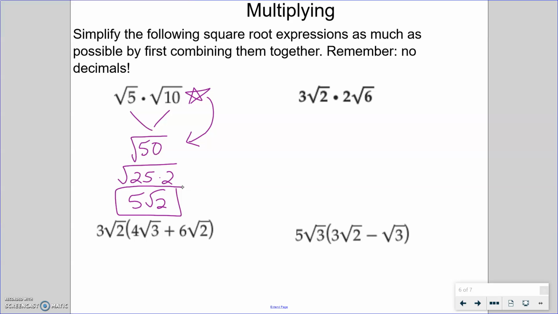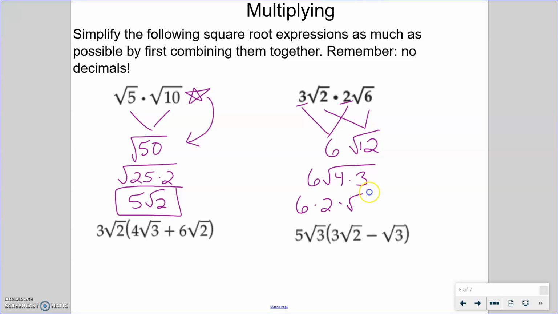So let's say you've got that same idea, but you have numbers in the front. Okay, what I do is I'd still draw those same arrows. So square root of 2 times square root of 6 gets me square root of 12. And then 3 times 2 gets me 6 in the front. So now the last thing I need to do is check, well, square root of 12 can be reduced, right? We can write that as 4 times 3. So that turns into 6 times 2 times square root of 3, because 3 kind of stays trapped in there. So my final answer is 12 root 3.